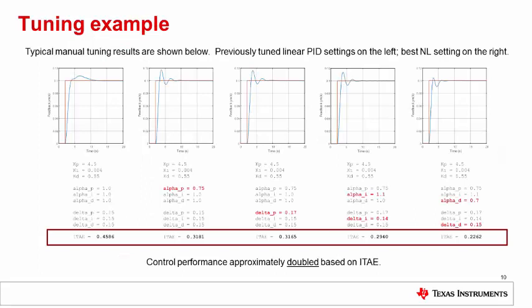Finally, let's take a quick look at how we might tune the NLPID. In addition to the 3 linear gains, the NLPID contains 2 more parameters in each path, giving a total of 9 tunable parameters. Clearly, the tuning process has the potential to be much more complicated than the linear case. We'll take an approach in which we modify parameters in sequence to improve the transient response.